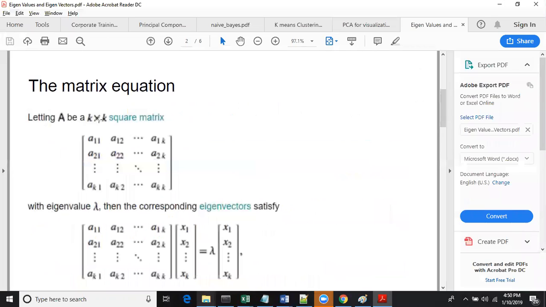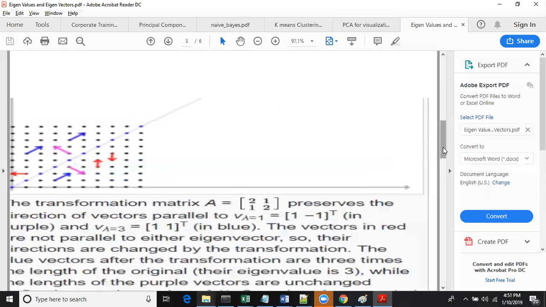So if there is a K into K matrix, I mean, it's a square matrix, and the eigenvalue lambda will be like this. This is a constant that is called the eigenvalue. And the equation will be like this. So if you see this diagram, you'll come to know how it is.